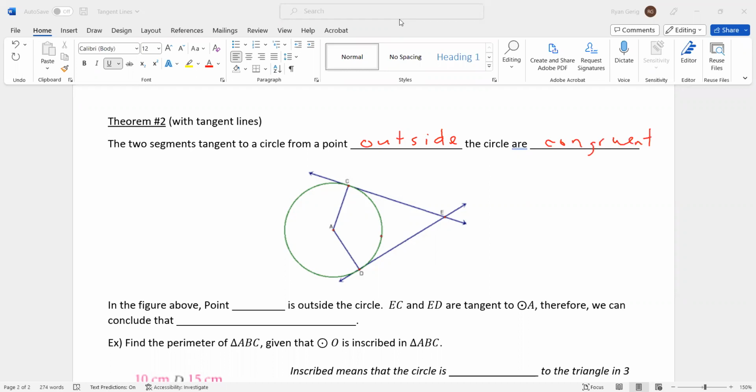Now, by itself, like in the picture here, it's a pretty easy theorem. When you start applying it down below, you'll see that it can get a little tricky. So in this figure, point E is outside the circle. Oh, duh, right? EC and ED are tangent to circle A. What this theorem is saying is we can conclude that EC and ED are congruent.